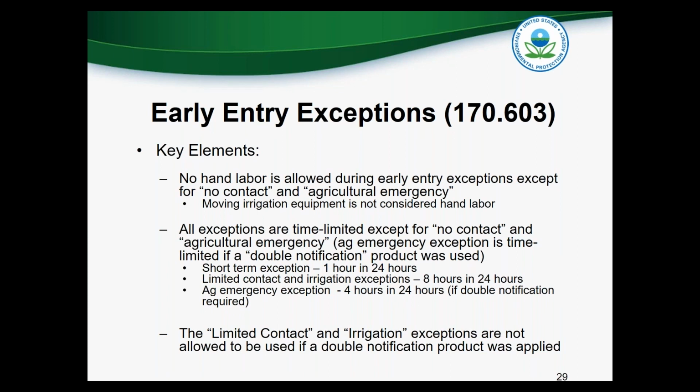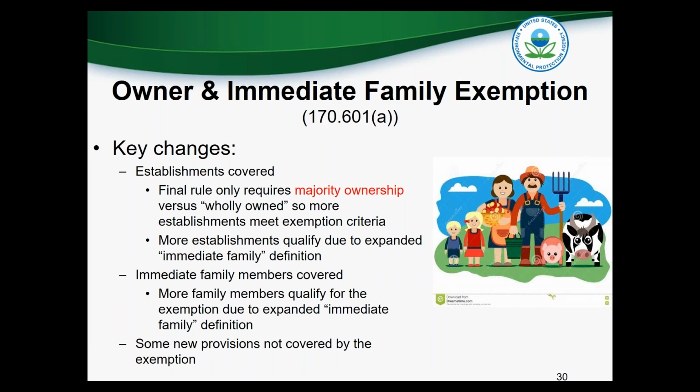Next slide. The other key exemption we want to talk about here, we'll talk about two. The first is the owner and immediate family exemption. On the owner immediate family exemption, there were some key changes with the rule that affected the scope of this that we want to talk about.